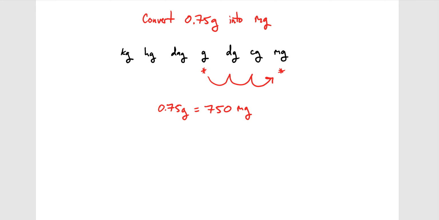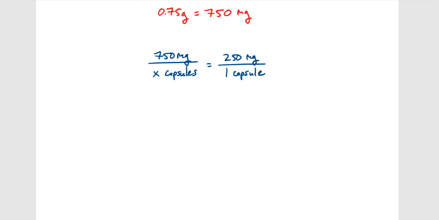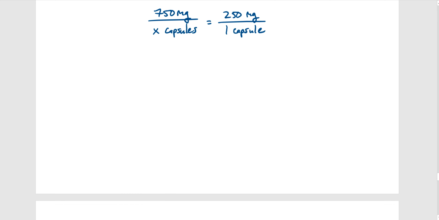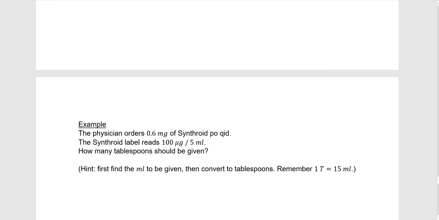Okay, so now we can set up that proportion again. And hopefully this is one that we can do in our head. We have 750 over x equals 250 over 1. So solve this, cross multiply, and we should end up getting x equals 3 capsules. So I'm just going to skip writing out the steps for these last two, just because we've done it a million times already. Okay, so let's do one more here.